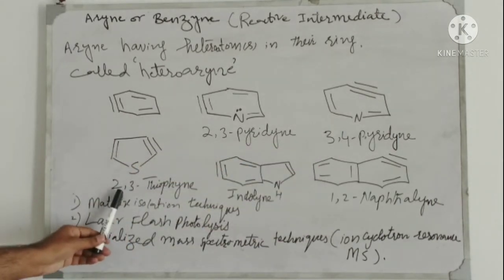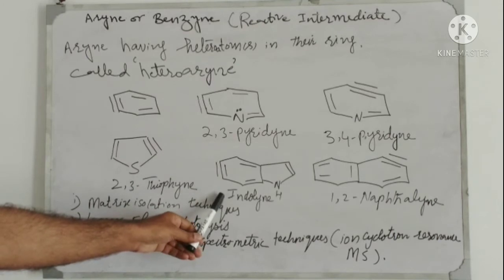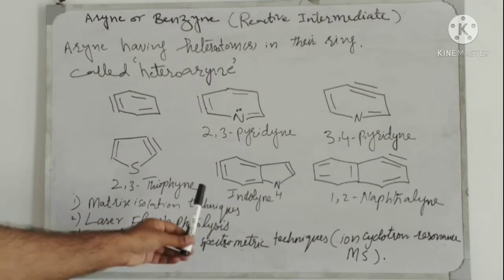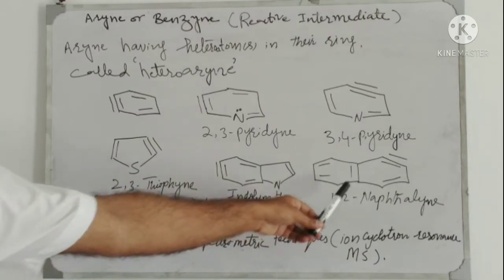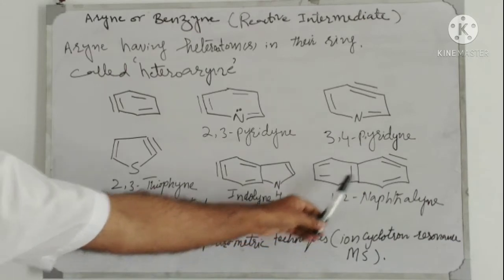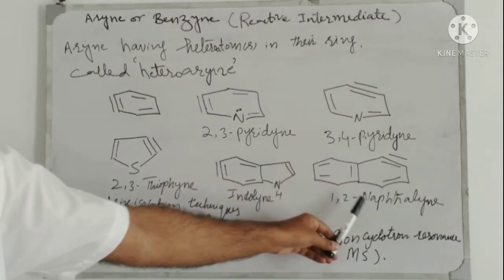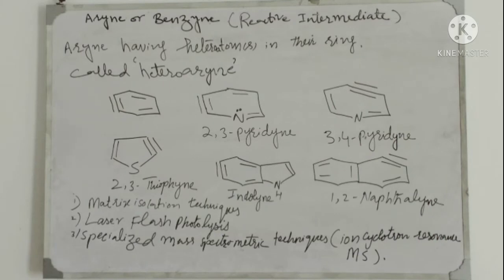This is 2,3-thiophene. This structure is similar to indole, so this is called indoline, and this is a naphthalene type structure, but with the triple bond here at the 1,2 position, it is called 1,2-naphthalene. Benzynes are very reactive, and they are studied through special techniques like matrix isolation techniques, laser flash photolysis, and some specialized mass spectrometric techniques like ion cyclotron resonance MS.